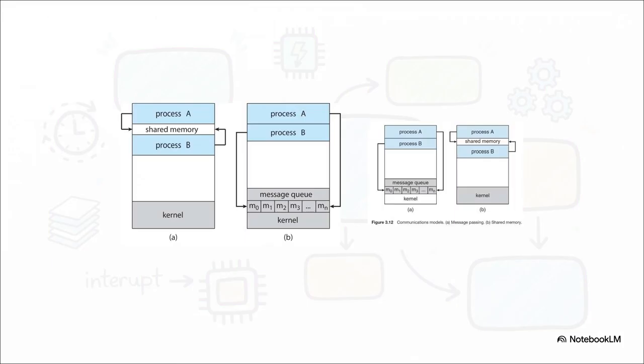Let's look at the physical architecture here, because the differences are stark. On the left, with shared memory, those strict OS boundaries are deliberately torn down. The OS sets up the shared region, but after that, it completely steps out of the way. The processes are on their own to manage synchronization. But on the right, with message passing, the OS kernel stays heavily involved. It essentially acts as a secure post office queue. Process A sends a message directly to the kernel, and Process B retrieves it from the kernel. It's highly organized and safe, but of course, it involves that pesky context switching overhead we talked about earlier.